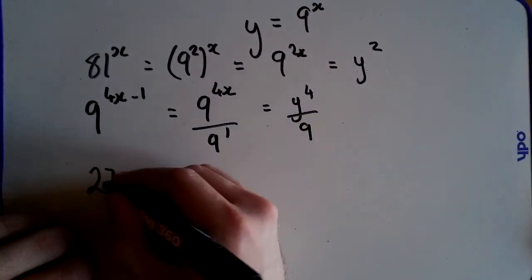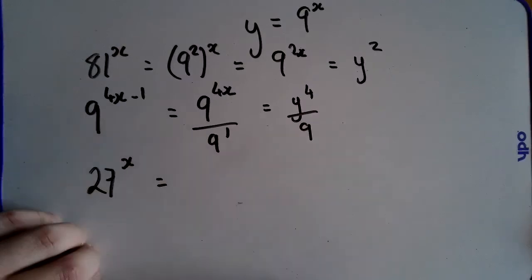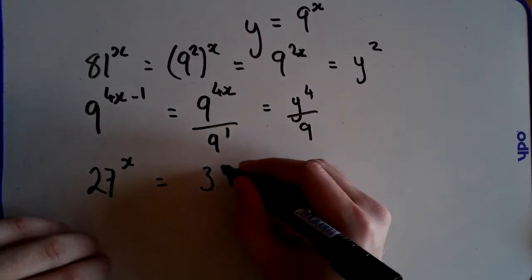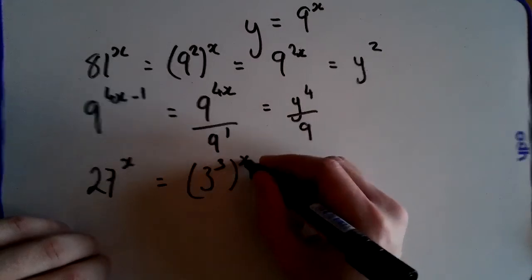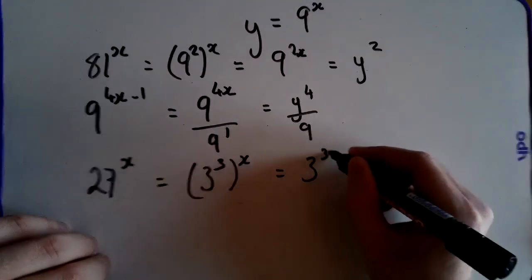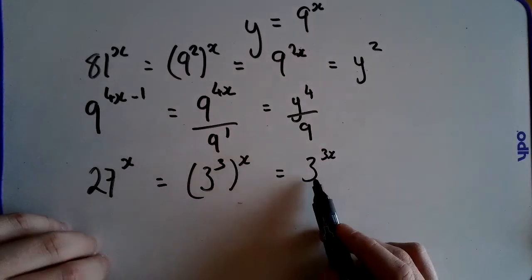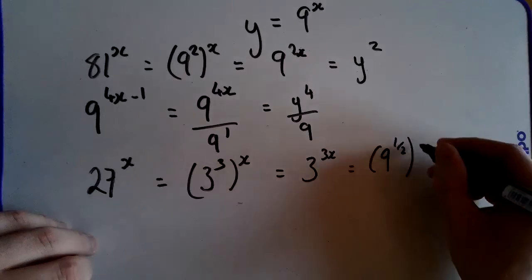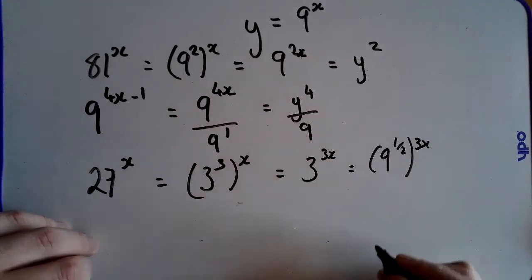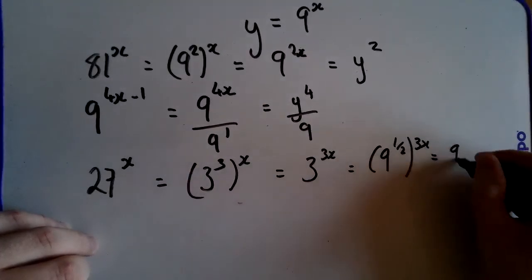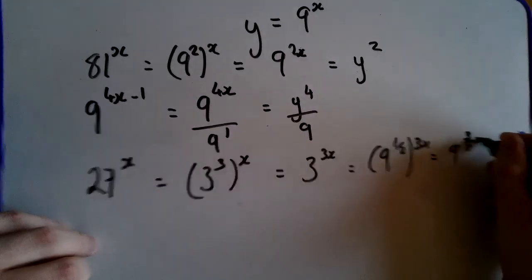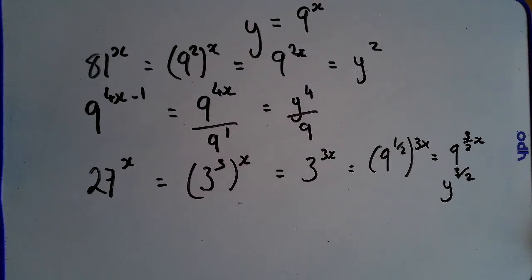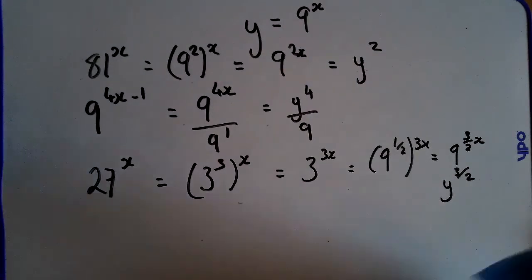And 27 to the x. Well, this one is where you have to think of it carefully. What I can write that is 3 cubed to the x, which is 3 to the 3x. If I need to write 3 in terms of 9, well, that's 9 to the half, the square root of 9, which is 9 to the 3 over 2x. So that's y to the 3 over 2. Okay, 1 done.